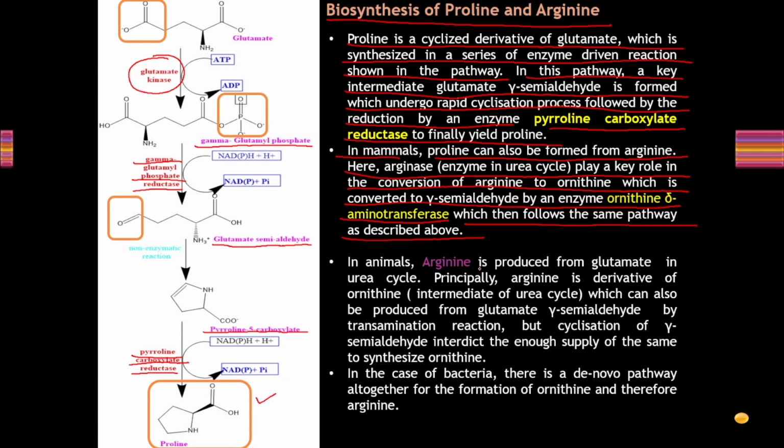Whereas in animals, the arginine is produced from the glutamate in the urea cycle. Principally, arginine is a derivative of ornithine, which can also be produced from glutamate gamma-semialdehyde by a transamination reaction, but the cyclization of gamma-semialdehyde indicates there is not enough supply of it to synthesize the ornithine. In the case of bacteria, there is a de novo pathway altogether for the formation of ornithine and therefore arginine also.